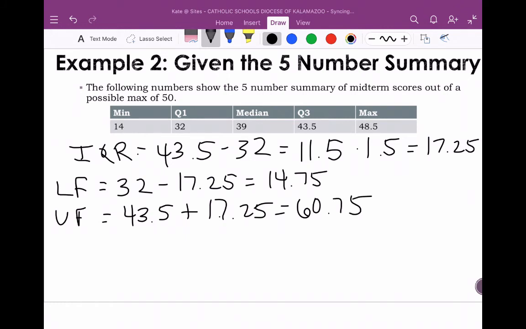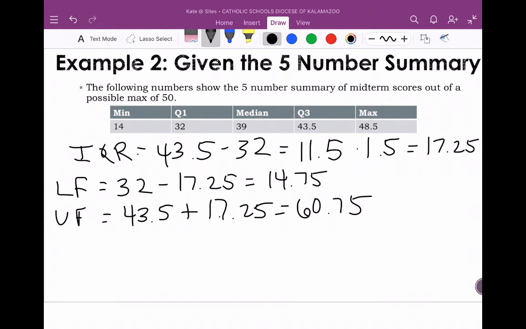Once I have these, I can look to see, is my minimum value less than my lower fence? And 14 is less than 14.75, so it is an outlier. So my minimum value is an outlier. My upper fence is 60.75, and my maximum is not greater than that, so my maximum is not an outlier.